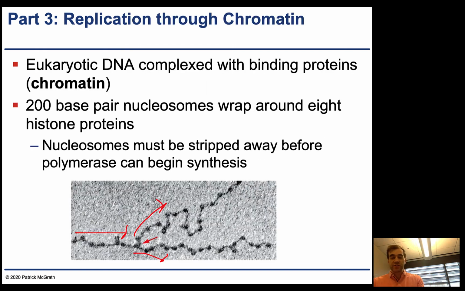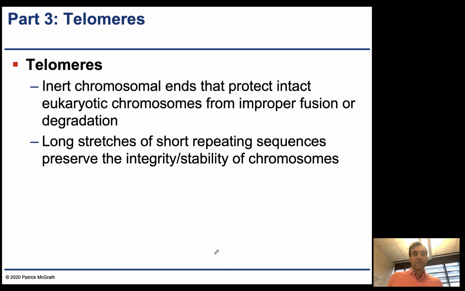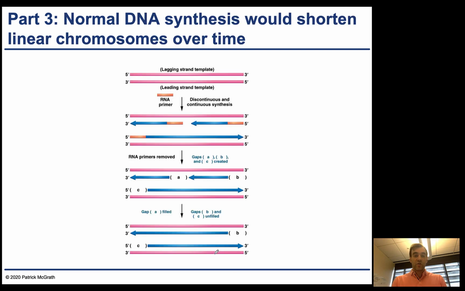I won't cover this in much detail for the exam. I just want to give you some idea of these things. But what I will cover and what I really want you to know about are the telomeres. Telomeres are the inert chromosomal ends that protect eukaryotic chromosomes from improper fusion or degradation. These are long stretches of short repeating sequences that preserve the integrity and stability of the chromosomes. Telomeres are important both for protecting the ends of the linear chromosome, but then also for properly replicating the linear chromosome.